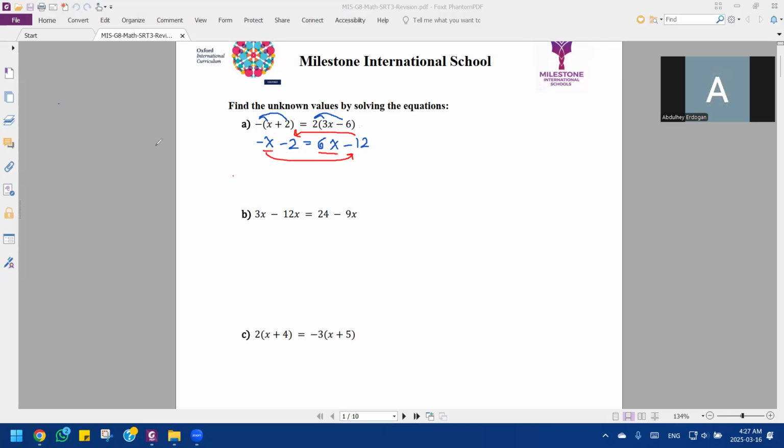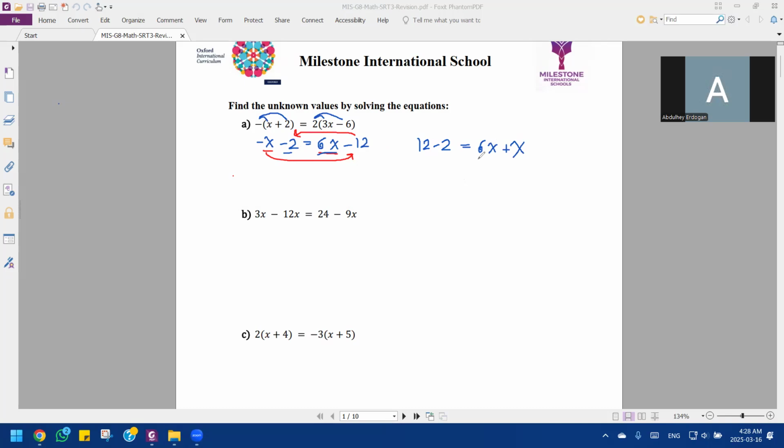Okay, but we need to know that when I change the side, I should change the sign. What does that mean? Let's continue. So on the left side, I will take minus 12 there. So here it's minus, so it will be plus 12. So I will have 12, and then we have here minus 2, that is equal to, now here I have 6x, and then I'm taking minus x to the other side, so minus will be plus x.